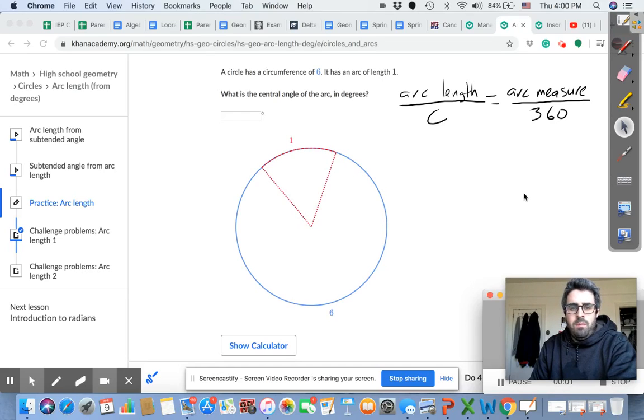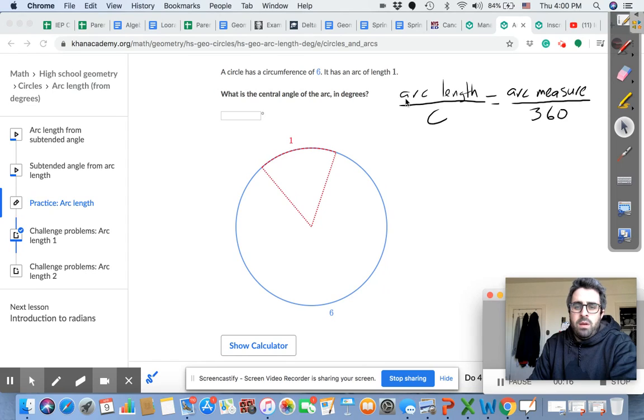Hi everyone. I'm going to go over some of these arc length questions with you. This assignment is due tonight, I believe. So first, we need to know the formula for this.